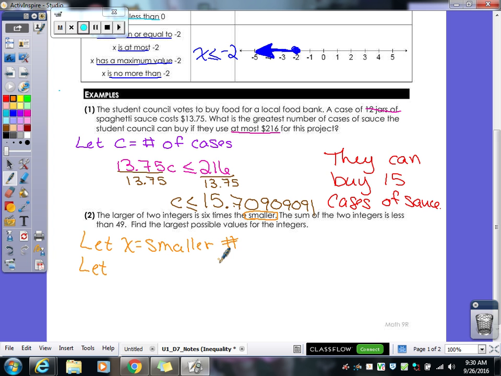So then the larger one is 6 times the smaller. So what is our larger integer? Matt? 6x. Oh, I wrote x times 6. Well, x times 6, 6x, same thing, but we usually put the number in front. All right, so then it tells us the sum of the two integers. The sum tells us to do what? Add them. So x plus 6x is less than, that's my less than sign, 49.